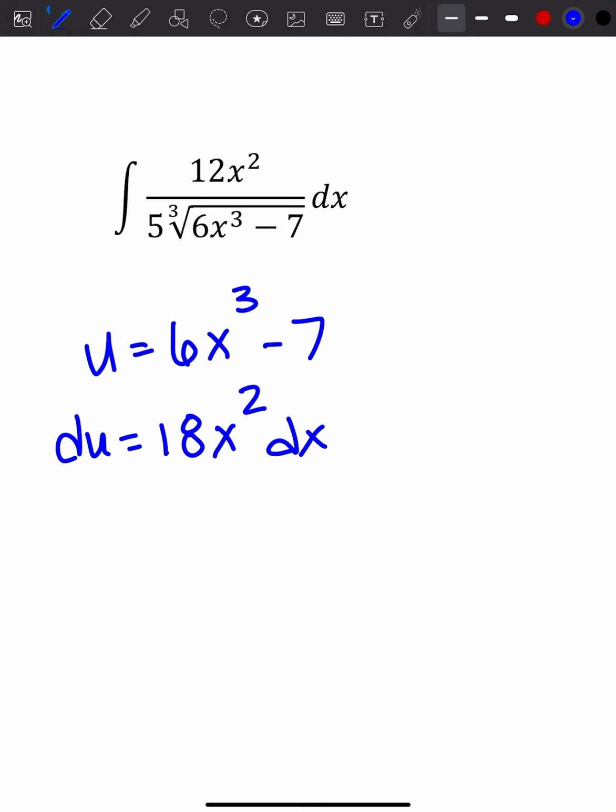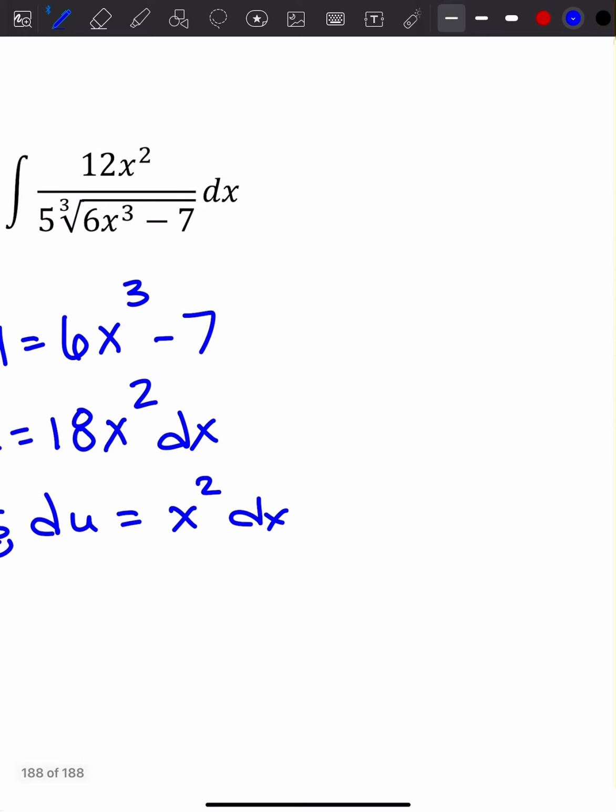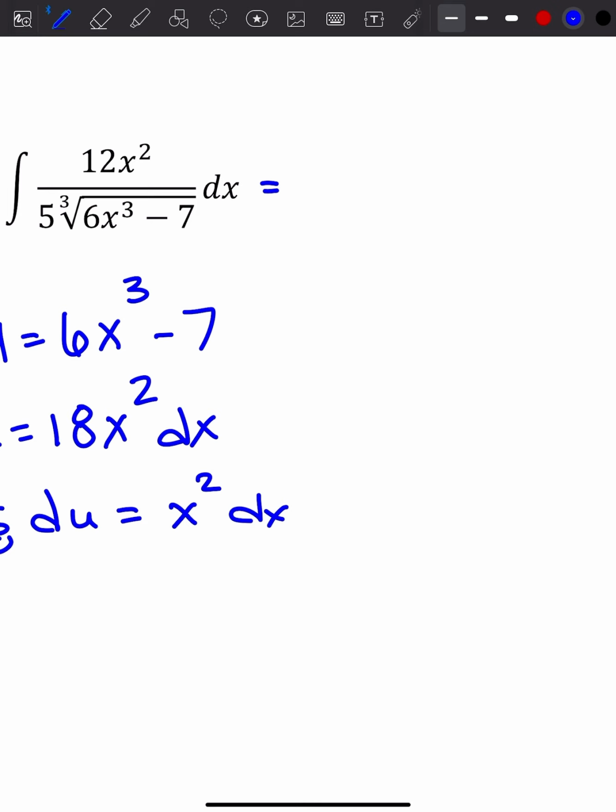But honestly, the easiest thing that we can do every single time is move those constants over. So I have 1/18 du is equal to x squared dx, and we're going to go ahead and just move that constant out. So I'm going to go ahead and move these constants out. So we have 12 over 5, and then our integral.